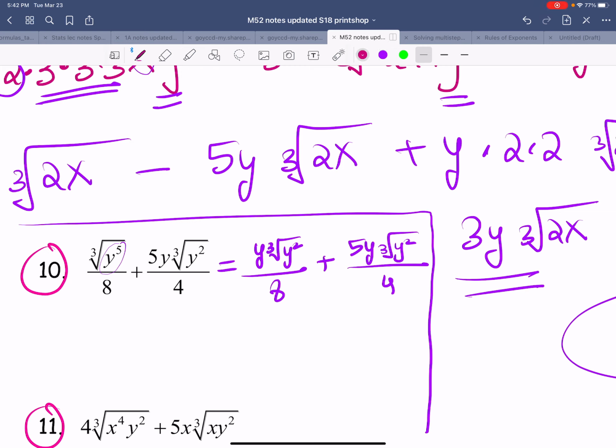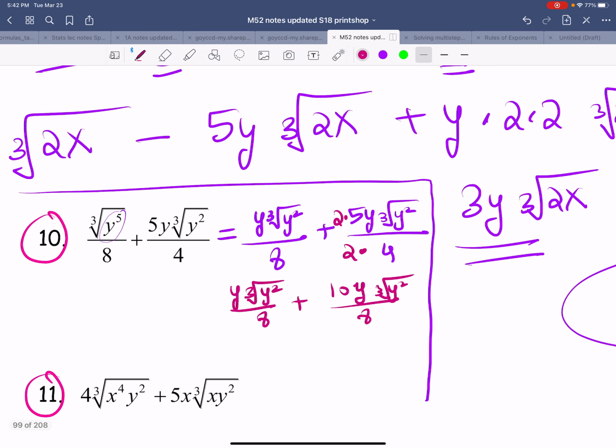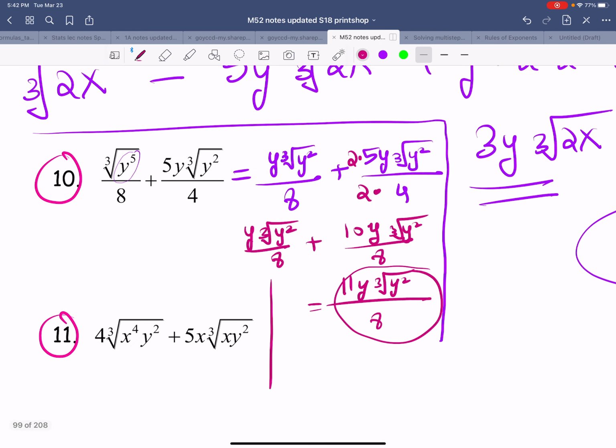Now to get a common denominator, I need to multiply second fraction top and bottom with the 2. So that leaves me with 5y cube root of y squared over 8 plus 10y cube root of y squared over 8. Now I have the common denominator. I can write it as a single fraction. I do have 5y plus 10y. I can combine the like terms on the top. That would be 15y cube root of y squared. And that's going to be our final answer, simplified final answer. Nothing more can be done with it.